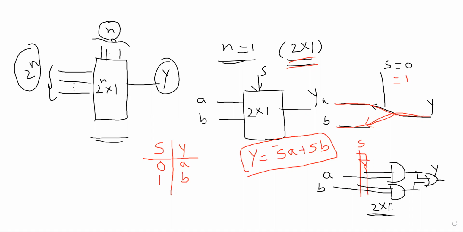Now, if you want to realize a 4 by 1 multiplexer, look at the 4 by 1 multiplexer here. Observe very carefully. How many inputs does the 4 by 1 multiplexer require? 4 inputs. Let us consider 1, 2, 3, 4.